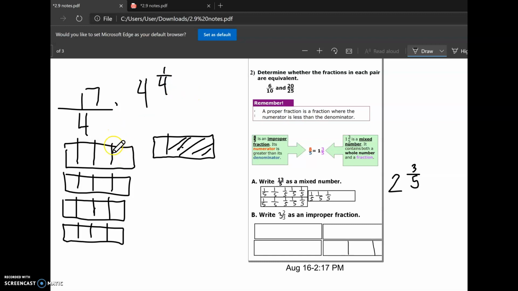Okay, so that's one way, is to draw a picture, look at the denominator, split up into fourths every single bar, and count, and you want 17. So that's how you do it.